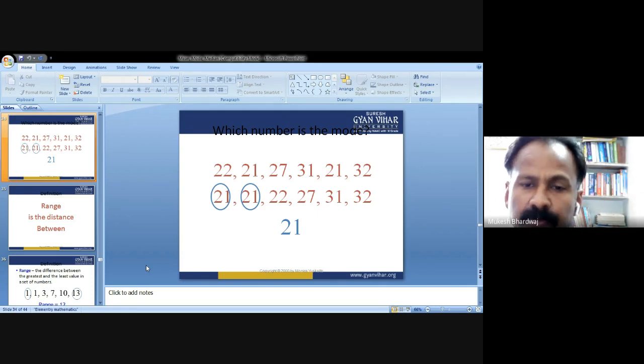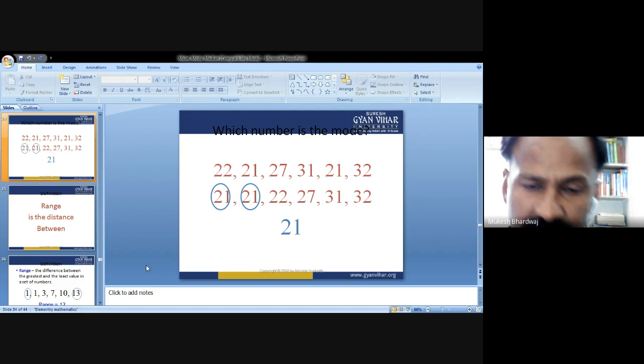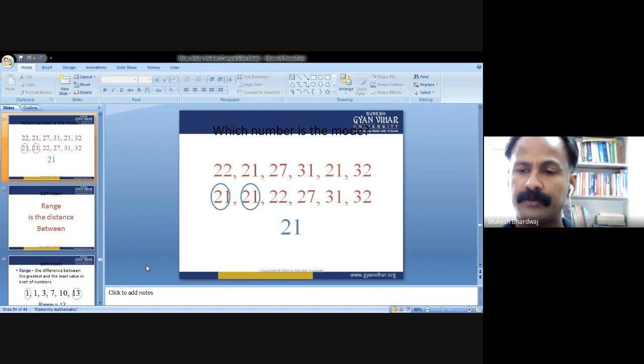Now a sequence is given to you, arrange in increasing order: 21, 21, 22, 27, 31, 32. 21 is repeating twice, so the frequency of 21 is 2, and all the remaining numbers have one frequency, so we can say that 21 is the mode.